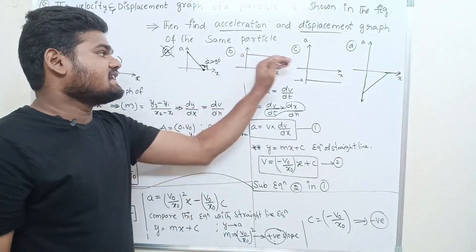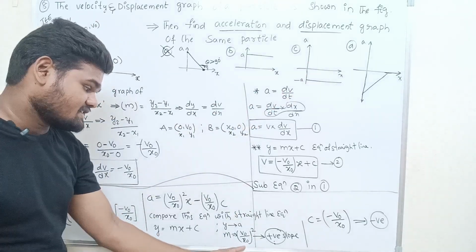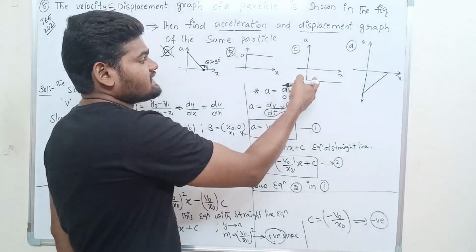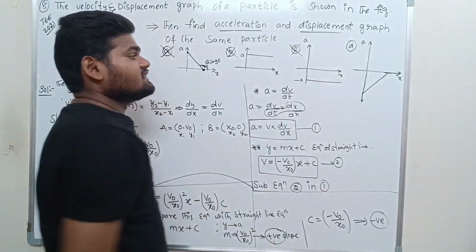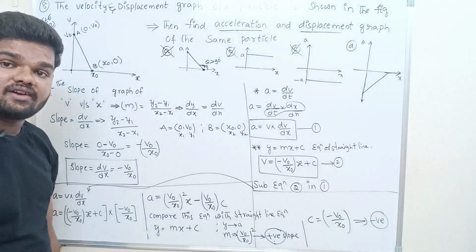Now have a look here. Acceleration is constant. But it is not a constant acceleration. So acceleration in the negative direction and constant is also a wrong option.